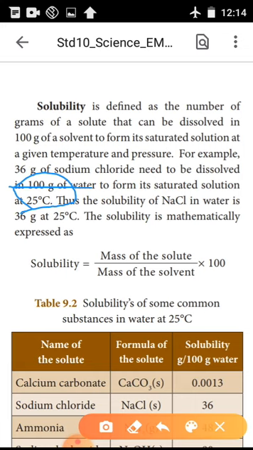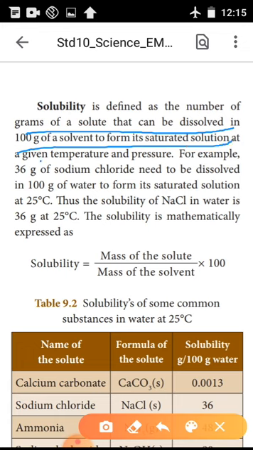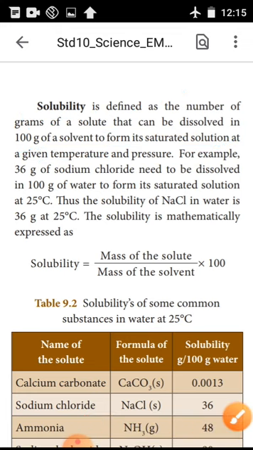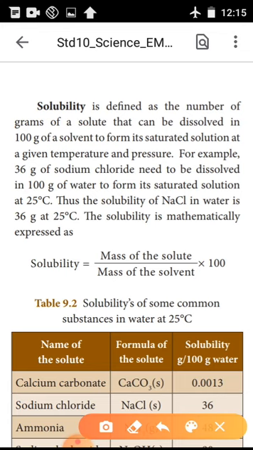The solution is a saturated solution. So the number of grams of solute that can be dissolved in 100 gram of solvent to form its saturated solution at a given temperature and pressure, that is called solubility. Okay, this is one of the 2-mark questions. And what is NaCl? Yes, very good. NaCl means sodium chloride.